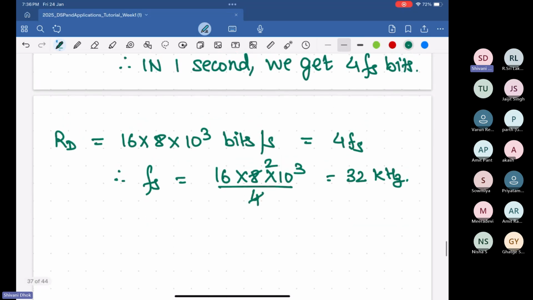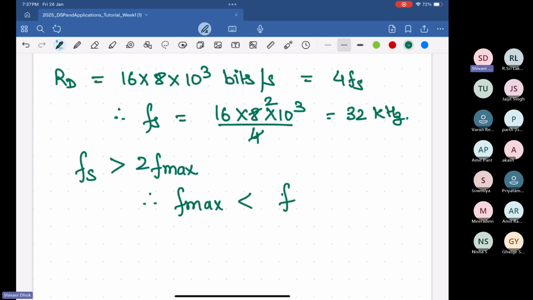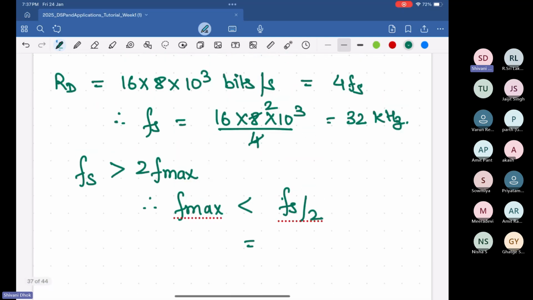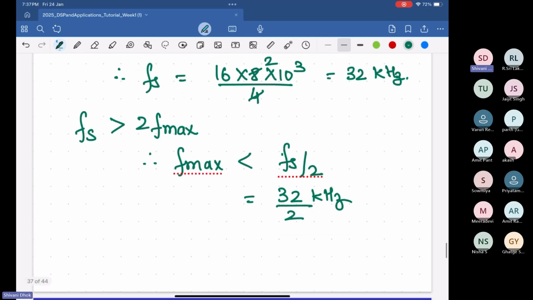Now we have a relation between this maximum frequency and the sampling frequency. So we have the sampling frequency to be greater than 2 times F max, or therefore this F max should be less than Fs by 2. So this is the upper limit of the maximum frequency that we need to figure out. So this comes out to be 32 kilohertz divided by 2, which is equal to 16 kilohertz.